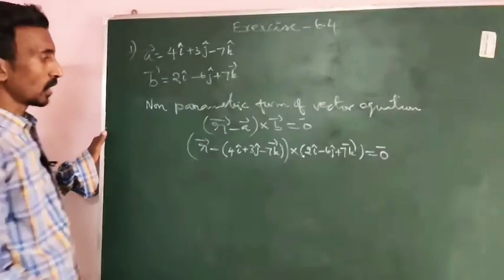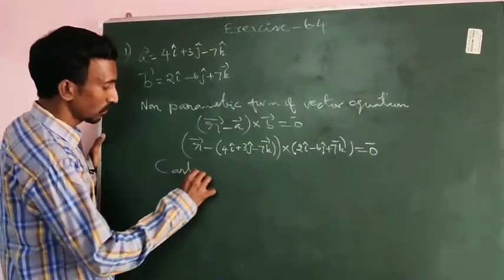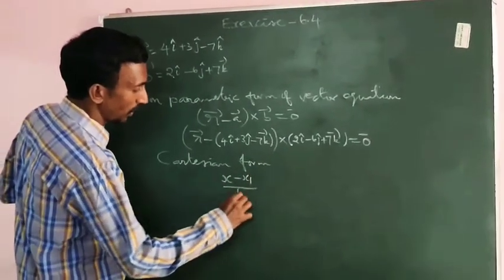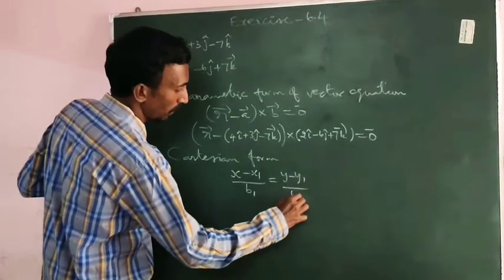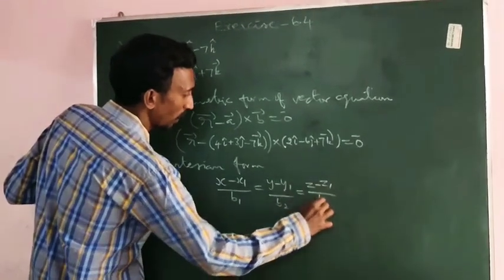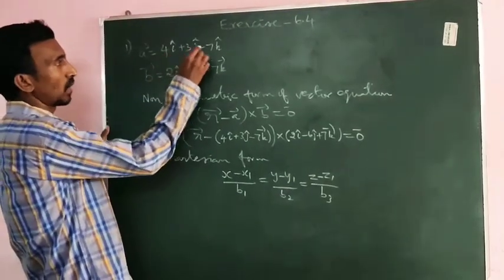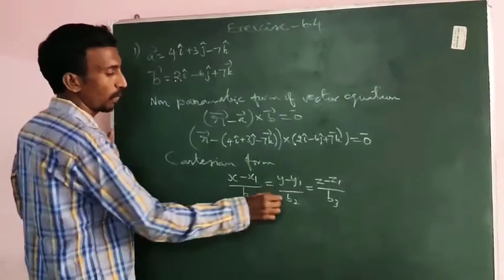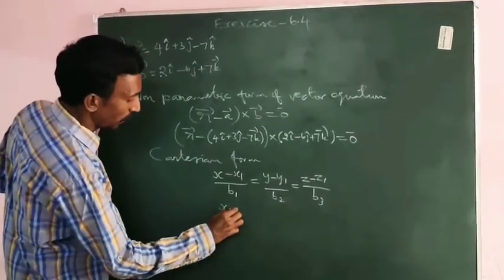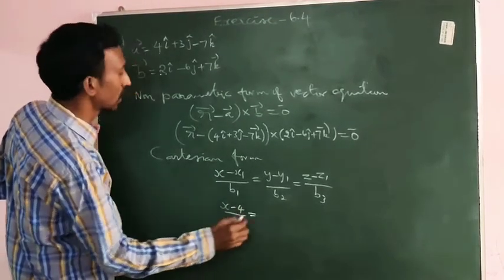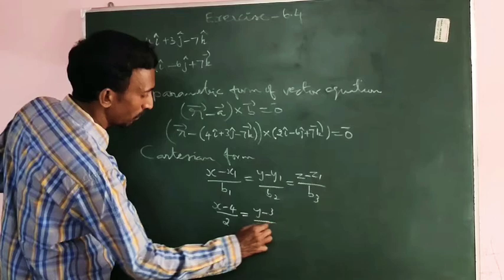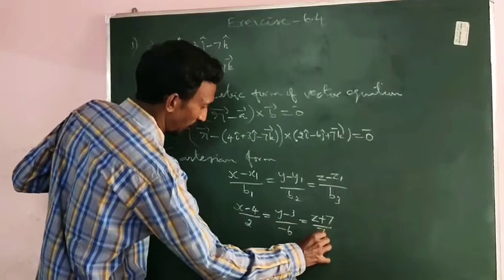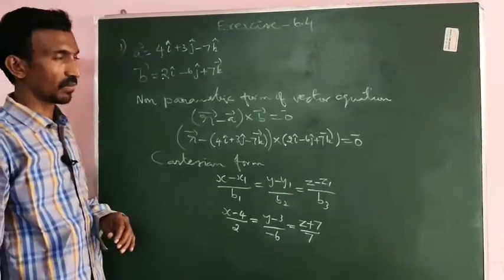Okay. Second one, the Cartesian form. So what is that? (x minus x1) by b1 equal to (y minus y1) by b2 equal to (z minus z1) by b3. So 4, 3, minus 7 are x1, y1, z1, and 2, minus 6, 7 are b1, b2, b3. Just replace here: (x minus 4) by 2 equal to (y minus 3) by minus 6 equal to (z plus 7) by 7. That's all. It's the answer for the first question.